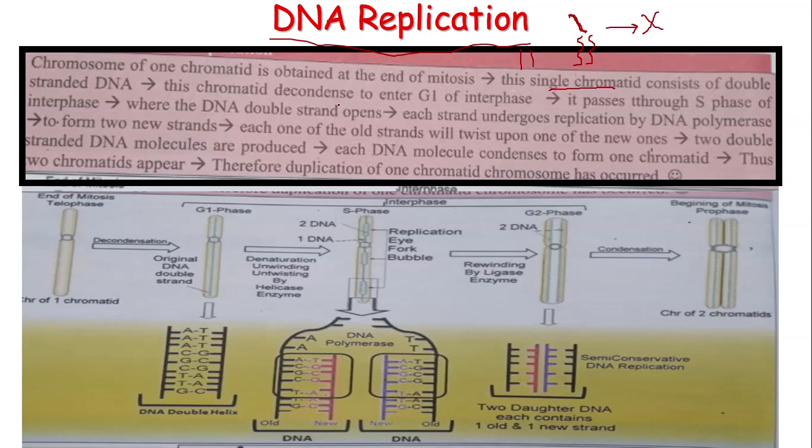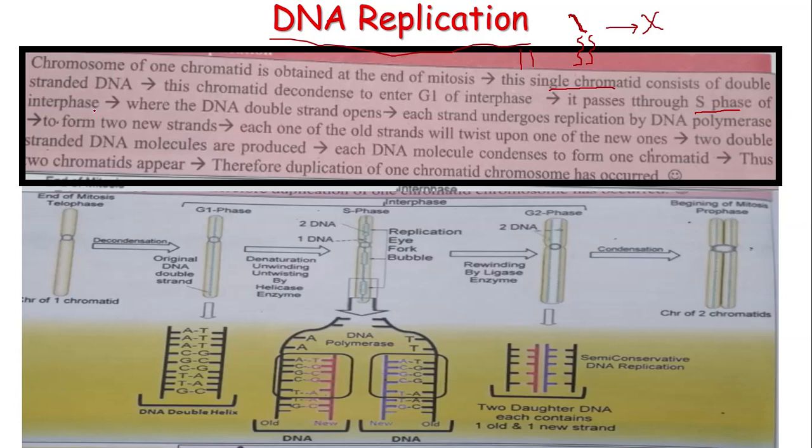This chromatid decondenses to enter G1 of interphase. The interphase is made up of G1, S phase and G2. Before it enters, or when it enters the G1, it decondenses. Decondenses يعني بيرجع مثل ما كان، اوكي. بيكون عم يعمل condensation لحتى يفوت على الميتوسيس. At the end of mitosis بيصير decondensed، بيرجع مثل ما كان بالأول. It passes through S phase of interphase.